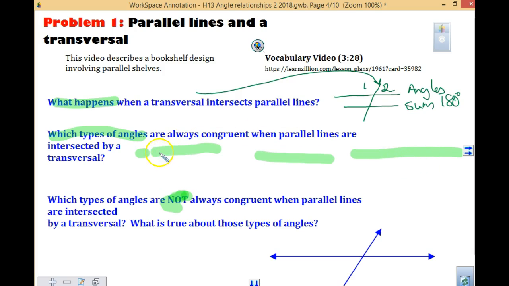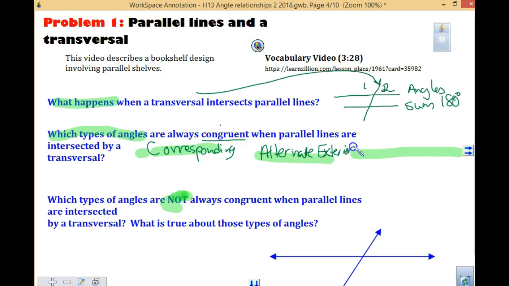The three types of angles. The first one you should have had was corresponding. Congruent means that they are going to be equal. Okay? So types of angles that are always going to be equal are corresponding, alternate interior, and I think they gave alternate exterior first.